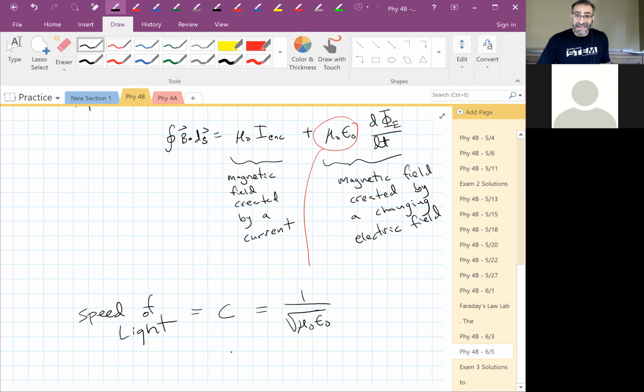So you might not have seen that coming. This epsilon naught constant that we've been using with our electrostatics equations, and this mu naught constant with our magnetic equations: 1 over the square root of mu naught epsilon naught is the speed of light. Very interesting. Okay, hopefully I blew your mind a little bit right there.